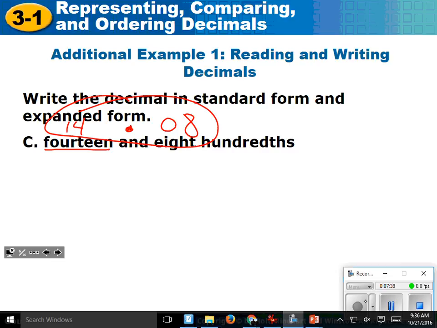Notice the difference between, Rosie, notice the difference between yours and this one. Okay? Your last digit has to be in the 100th spot. Okay, write it in expanded form. Expanded form, top to bottom.